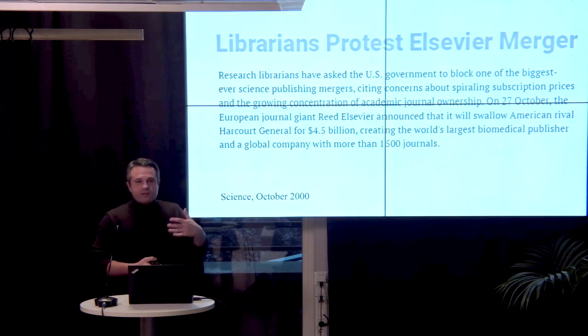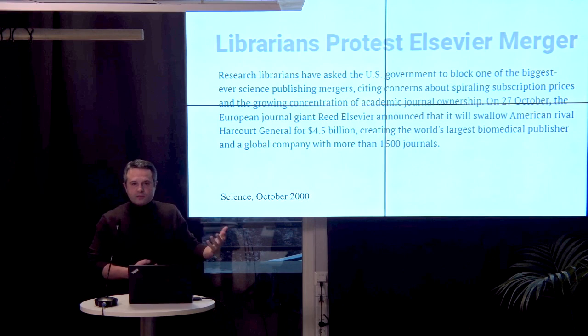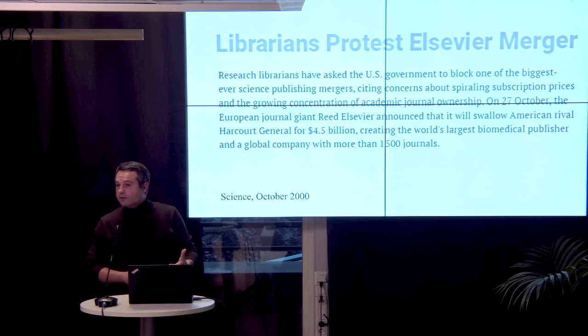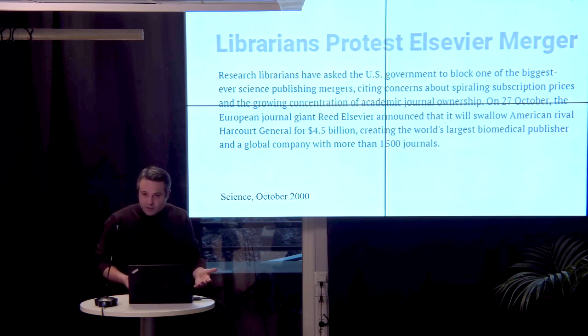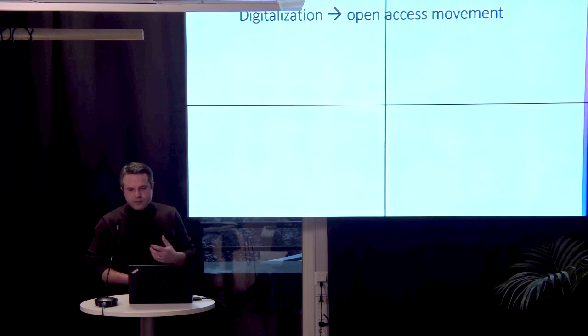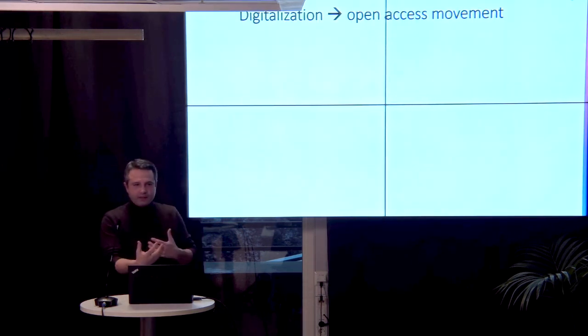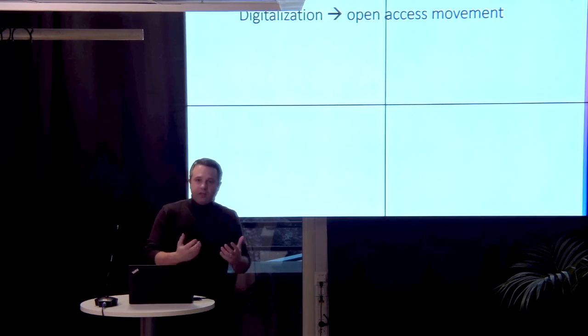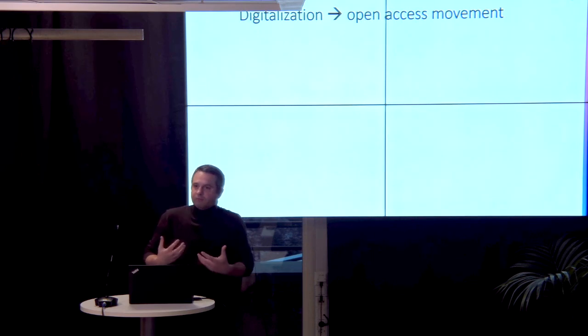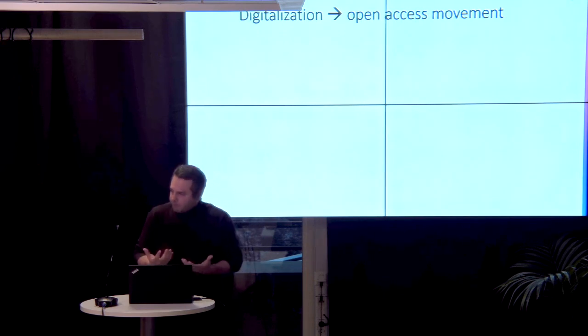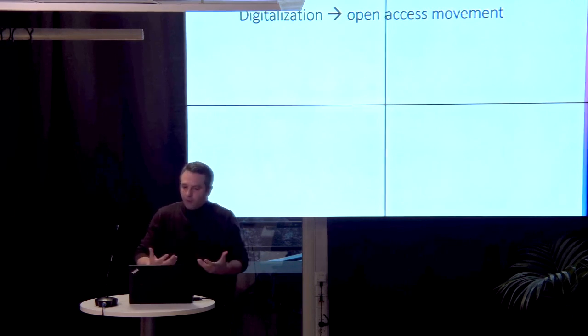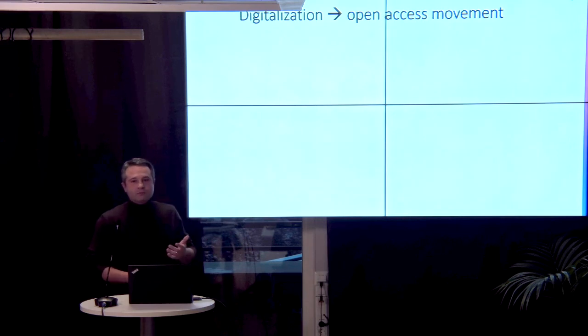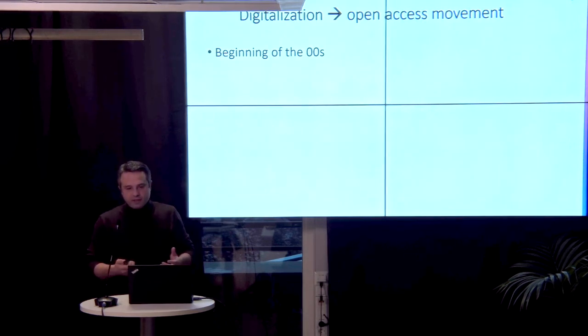So, of course, as the profits increased in this industry, there was also a movement 20 years ago of librarians complaining about the rising costs for public libraries and opposing the mergers. They didn't succeed, as we've seen in the picture before. The concentration happened. So digitalization, both directly by providing a new technology and indirectly by spurring some concerns and unhappiness with the situation, created some political force that led to the emergence of an open access movement at the beginning of the 2000s.